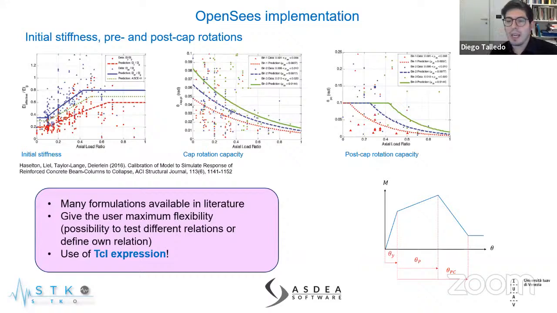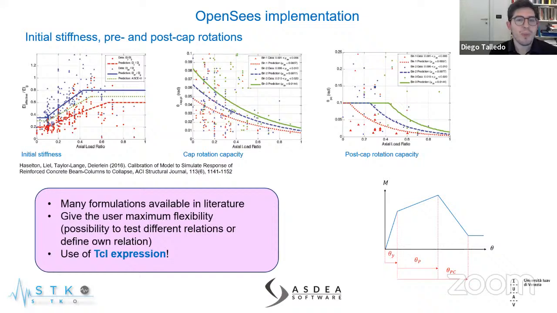What about the deformations, so the rotations? Well, actually, for initial stiffness, pre and post cap rotations, we have many formulations available in literature. For the sake of an example, I reported here some diagrams for initial stiffness, cap rotation capacity, and post-cap rotation capacity proposed by Haselton in 2016. But there are a lot of formulations out there. Think about Fardis, for instance, and many, many more.